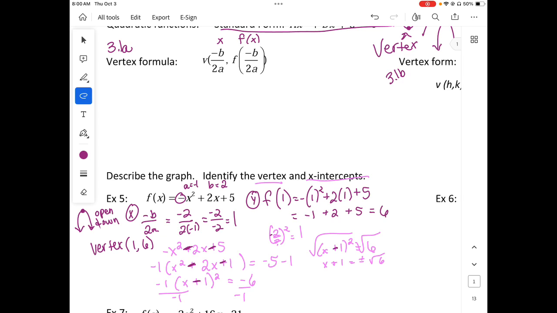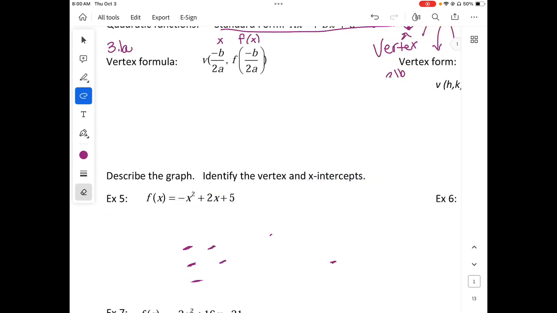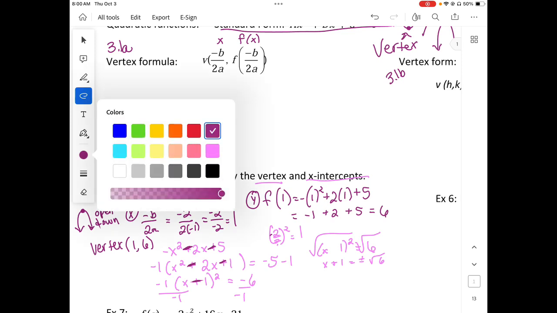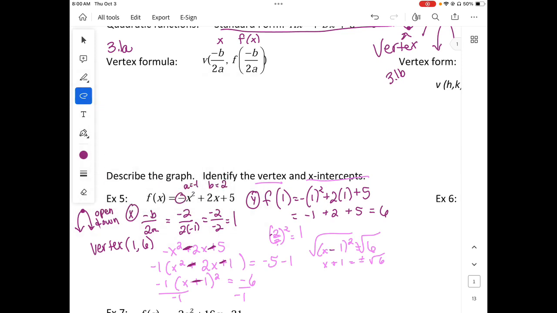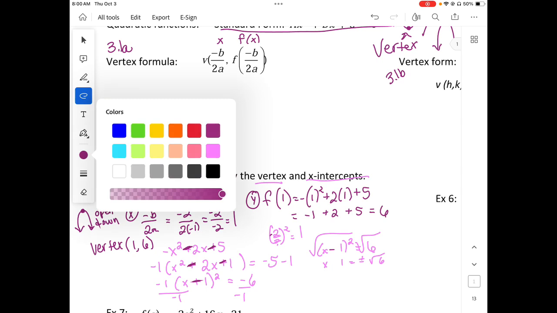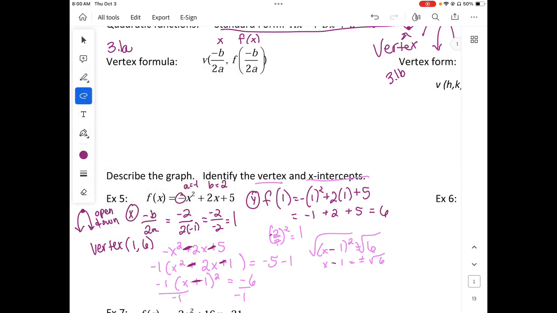So it is x minus 1. That is the change there. So let me see if I can fix that right there. And that'll help us. Okay, so then this is minus. This is minus. Okay, so now we add 1. So x equals 1 plus or minus square root of 6. All right, now we did it correctly.